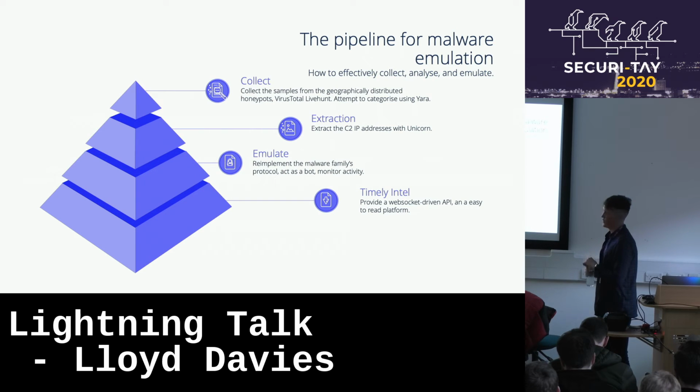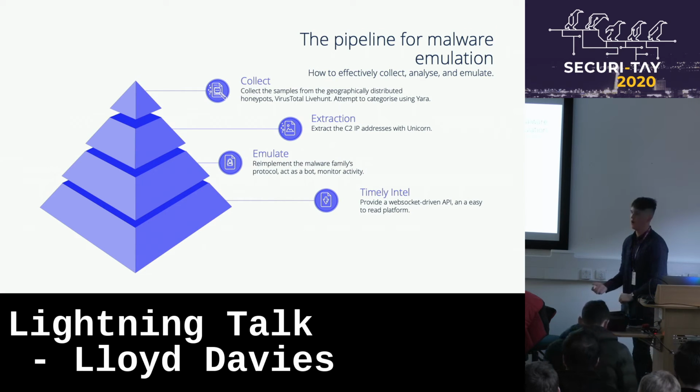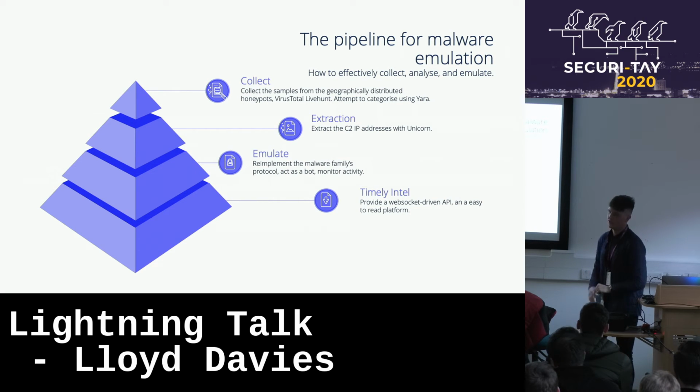The first part is to collect the sample so we can extract the C2. The extraction part is actually the hardest part, because malware employs obfuscation at every single level. So you can't just run strings on it to extract the C2.